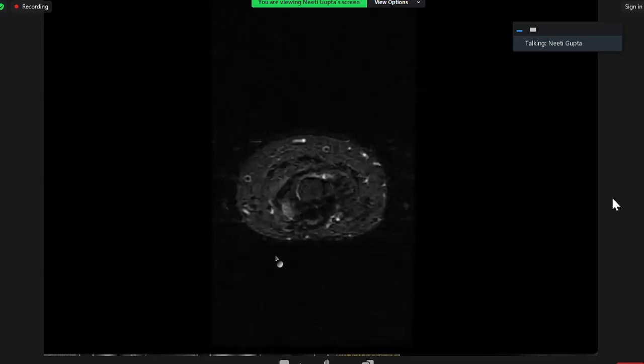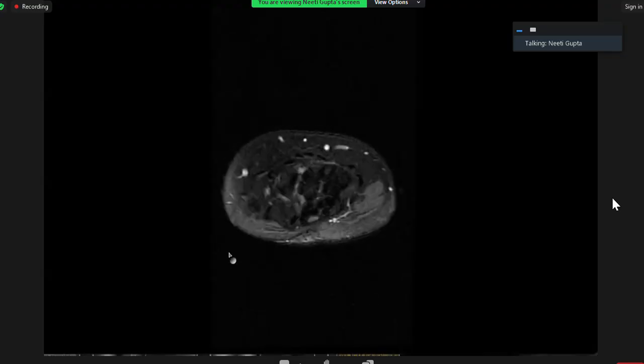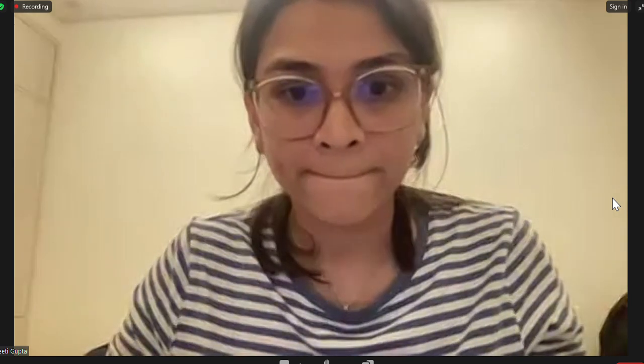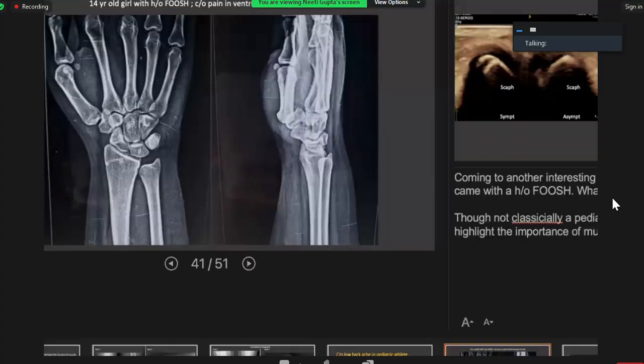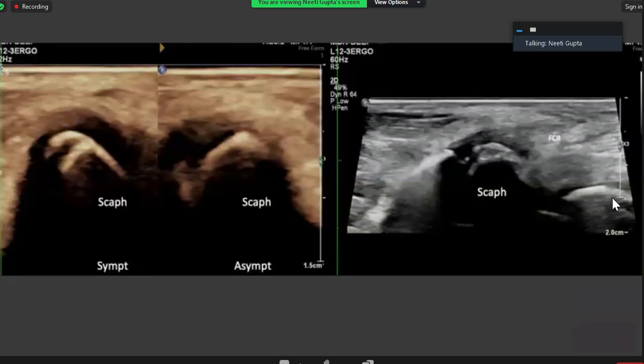We can see on the axial images as well, there is some edema in the ventral aspect of the scaphoid here. But I was not very sure of what was going on. So what I did was I went for an ultrasound, a focal ultrasound in that region. And these are the ultrasound images.